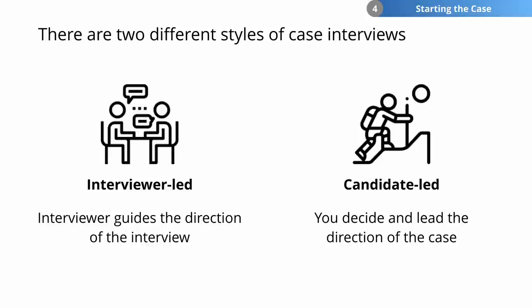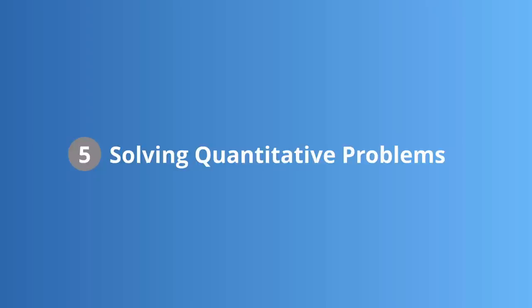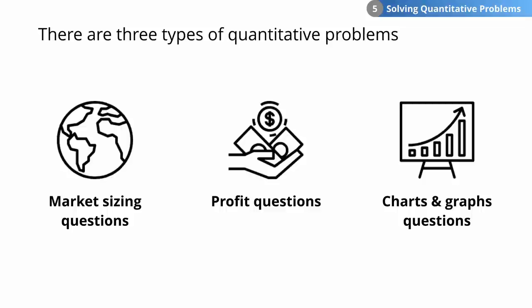So, these two styles of case interviews are nearly identical. The only difference is whether or not you have to proactively propose what area to explore first and what area you want to explore next. So, once the case has been kicked off by either you or the interviewer, you'll have to solve quantitative problems and answer qualitative questions. And in this section, we'll focus on solving quantitative problems first. There are three different types of quantitative problems you may get asked to solve: market sizing or estimation questions, profit or profitability questions, and charts and graphs questions.